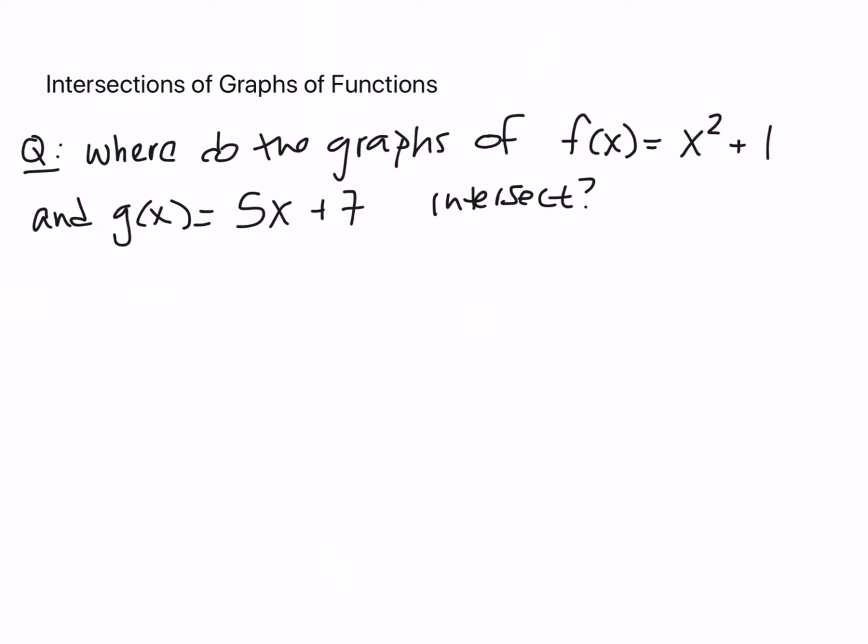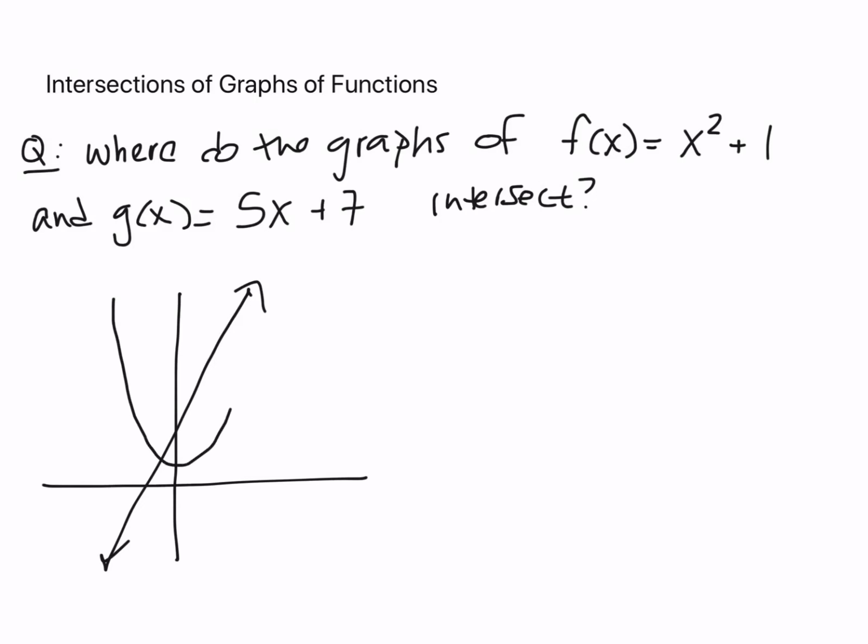Well, I can try and just do a brief sketch of this and get a sense of where these might cross. 5x plus 7 is linear with a y-intercept of 7 and a slope of 5, so it'll look something like this. And x squared plus 1, we'll see in a later unit that this is a parabola that's been shifted up by 1. So this is going to look something like this. We can see that it'll intersect at a point roughly around here, and then again somewhere up here off of our actual picture. The line will keep going up, the parabola will keep going up, and they'll probably cross again. But how do we find the exact values where they meet?